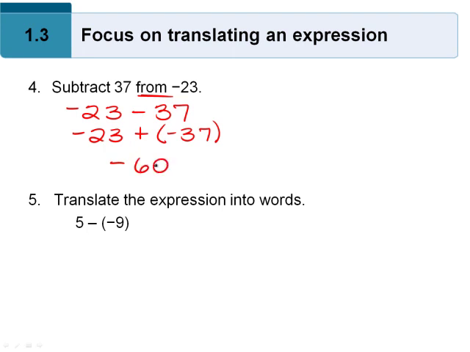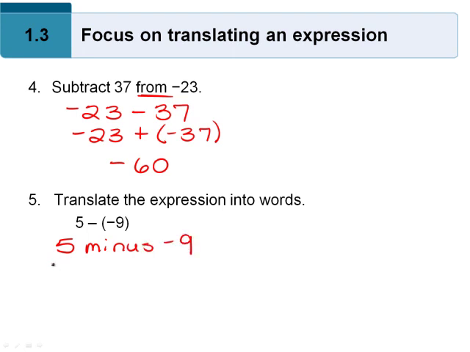Now this one's a little bit different. They're giving us the problem, and we want to translate the expression into words. Well, there are so many different ways that you can write this. You know it's subtraction. To me, one of the easiest ones would be to write 5 minus negative 9.